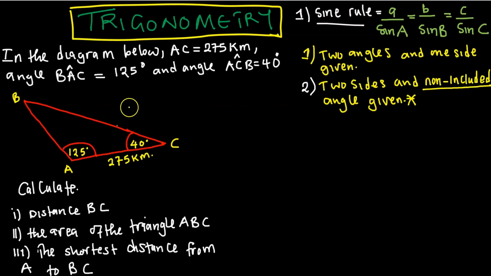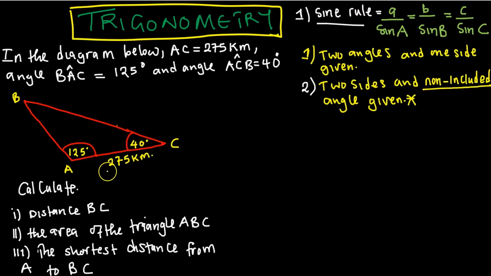So here is a question where this one applies. The question reads, in the diagram below, AC is equal to 275. As you can see, AC here is 275. Then angle BAC, as you can see, this angle is equal to 125 degrees, and angle ACB is equal to 40 degrees, as you can see here.